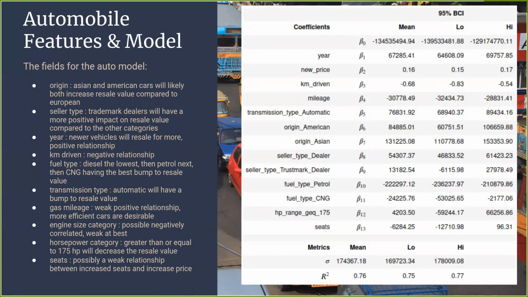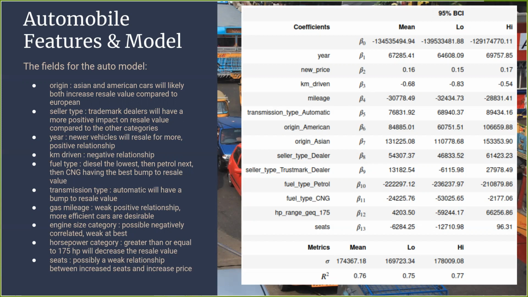Then looking at the origin of vehicles, we expected that American and Asian would actually be a little bit better of resale values than European, just because European vehicles likely have higher maintenance costs, are a bit more difficult to get serviced, so a little less desirable unless you're custom ordering it for yourself, and that's not a resale then. We also thought that the seller types of some form of dealer would bump prices. So there's a standard dealer and a Trustmark dealer. Trustmark dealer essentially gives you an additional warranty to buying the car.